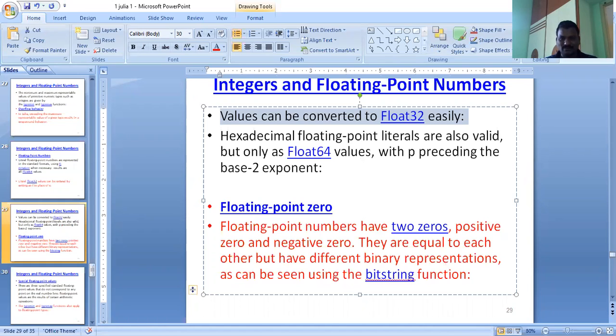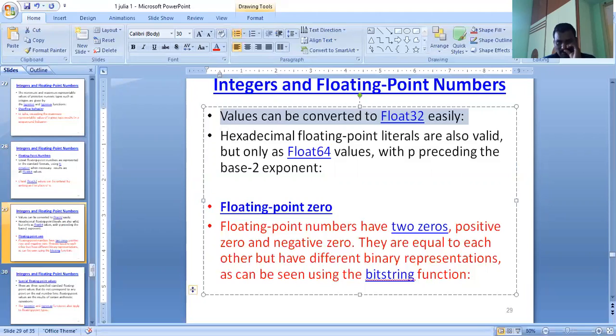Floating point numbers have two zeros: positive 0 and negative 0. Here we have a positive 0, and the negative 0 is there. They are equal to each other but have different binary representations, as you can see in the bit string function.